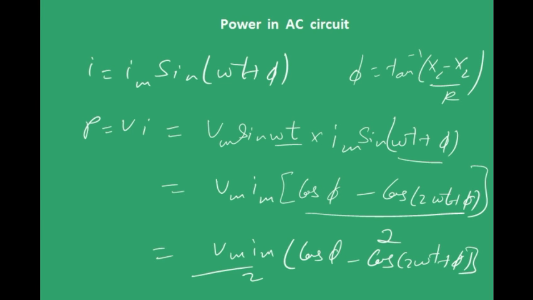What about the average power? For calculating average power, I have to take the average of these terms, right? Anyway, Vm and Im is constant, and inside phi is not changing with time, so this is also constant. I only have to take the average of this term. The average of cos 2 omega t plus phi is nothing but 0, because cos also varies from minus 1 to 1, right? So my final average power is Im Vm by 2 cos phi.